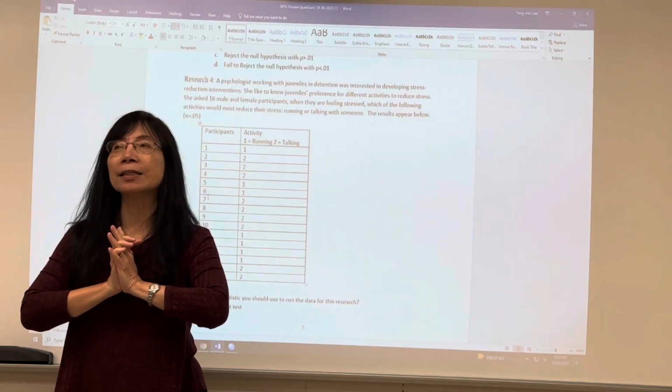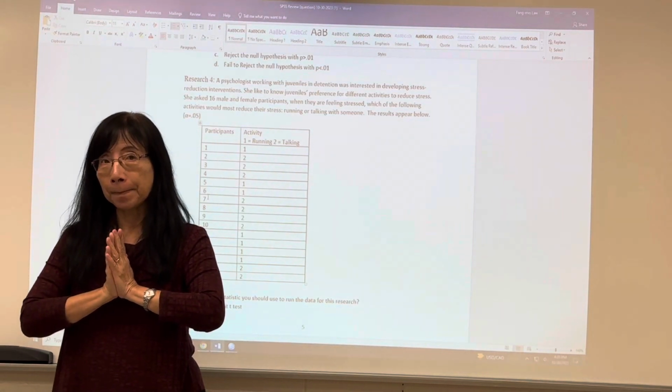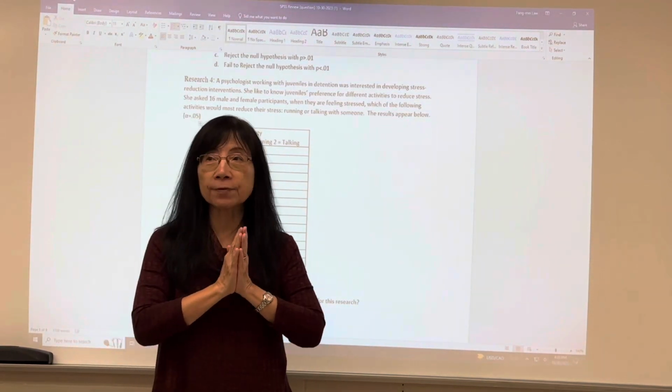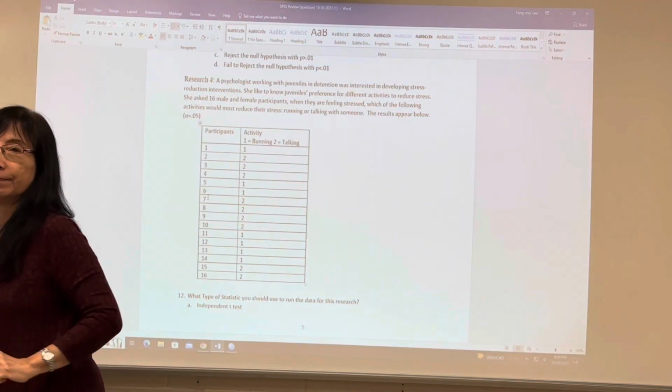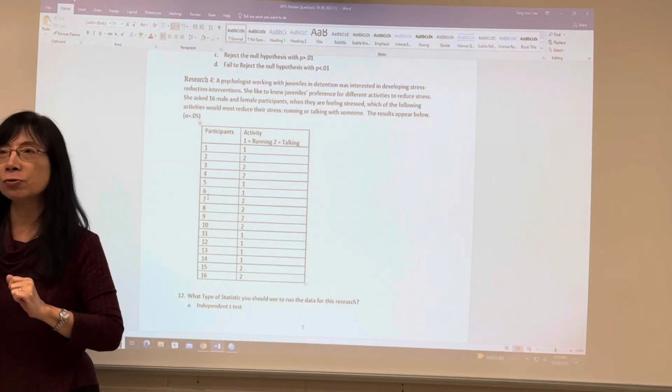But we have 2 kinds of chi-square. One is called chi-square for goodness of fit. One is called chi-square for independence. Okay, now let's debate. Which one should we use?